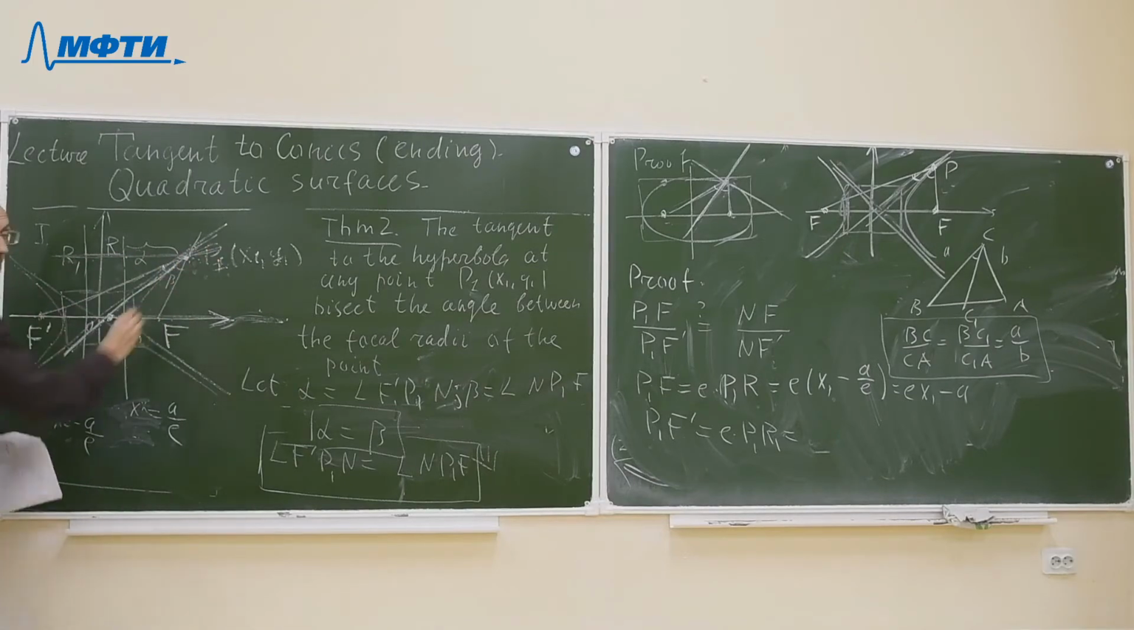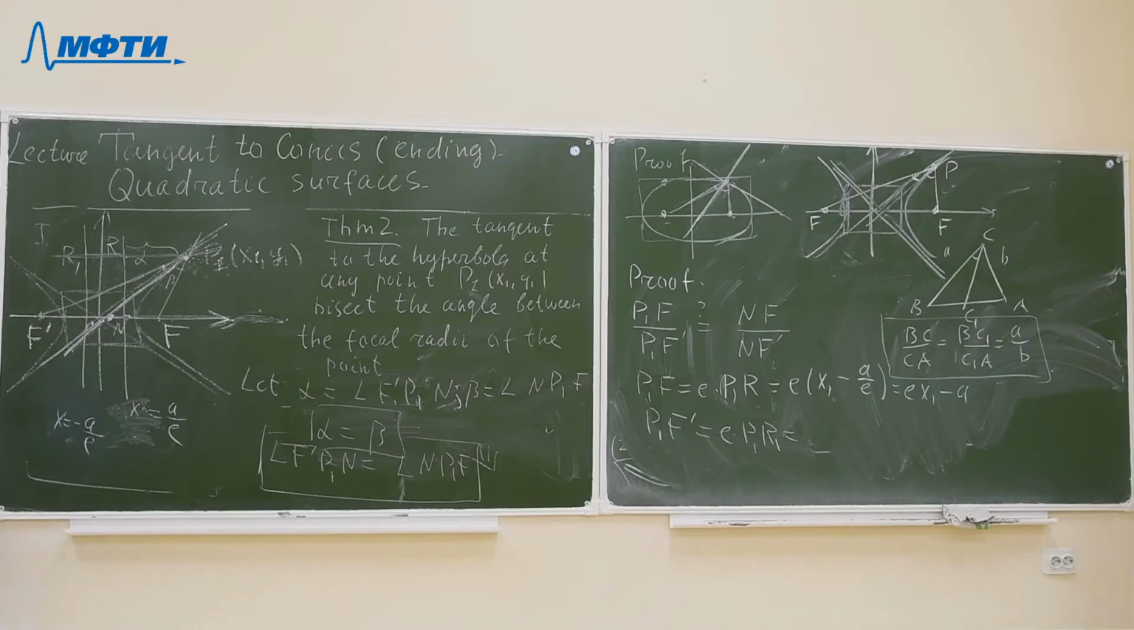Sorry, Professor. Where is N in the picture? N is the point of intersection of the tangent straight line and the axis OX. And you have also connected the tangent and F prime, right? The tangent passes through P1, the tangent straight line to the point P1. Yes, exactly. Thank you.